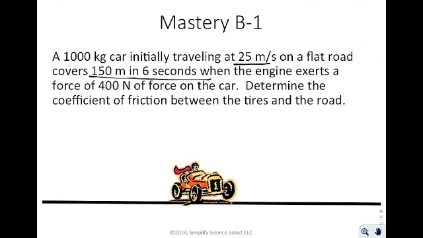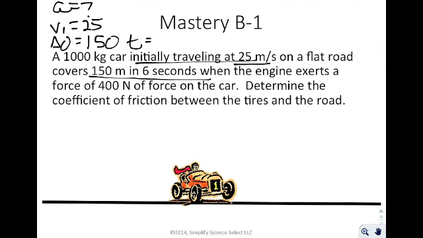So let's look at the kinematics information first. I have 25 meters per second. It says it's initially traveling at 25 meters per second. So I really would like to find the acceleration. That's really what I want to know, because the acceleration is the link between kinematics and force. So I'd say I have an initial velocity of 25. I have a displacement of 150, and I have a time of 6 seconds.